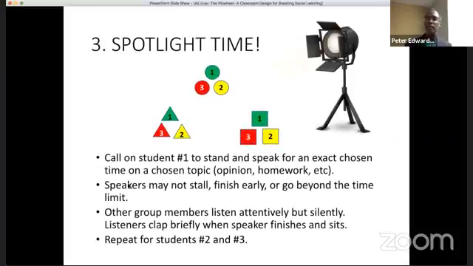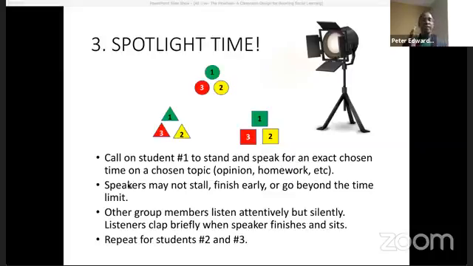Spotlight time. We've talked about this a little bit, but just to be very clear, every student is going to have some talk time. What I like to do is have the students actually stand up, physically move, and one person in the group is talking. The others are not talking, and they are listening very carefully and sometimes taking notes. But number 1, stand up, introduce yourself, or share your homework. Number 2, number 3 are watching, listening, maybe taking notes, but not talking. This is number 1's time.